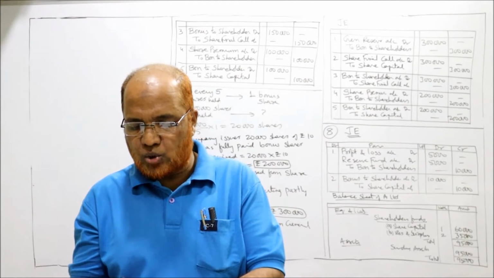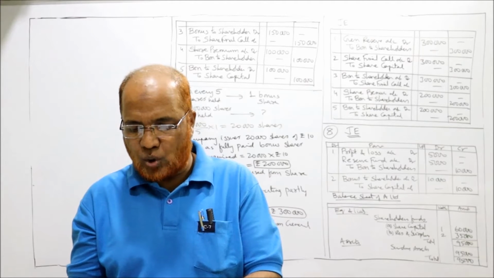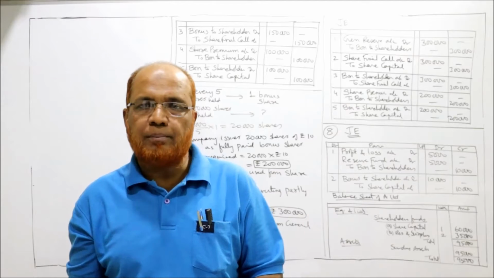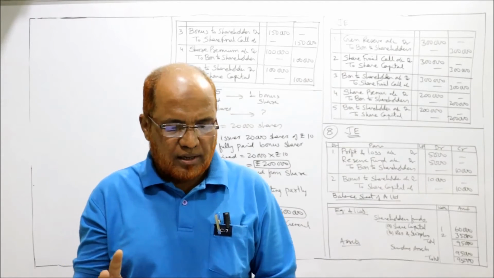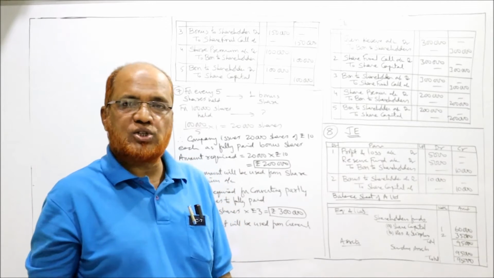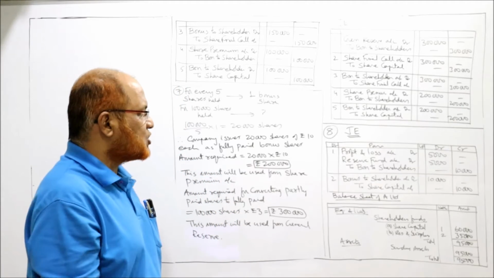Set out journal entries to give effect to the above resolution and show how they would affect the balance sheet. So, journal entries and balance sheet. Only two journal entries will come for issuing free bonus shares, fully paid free bonus shares.